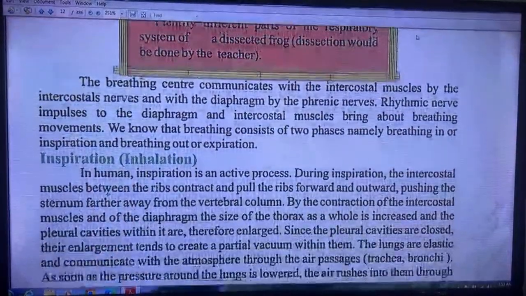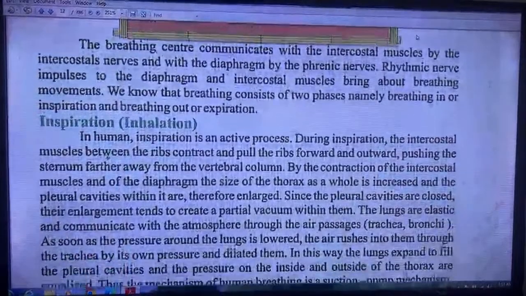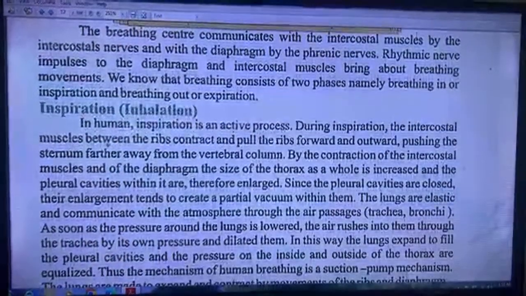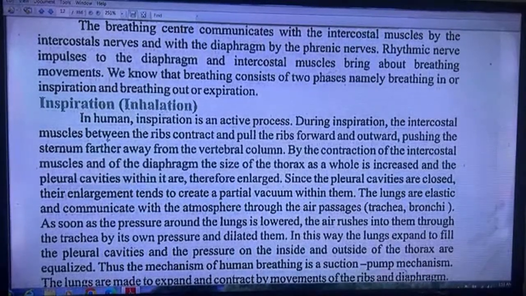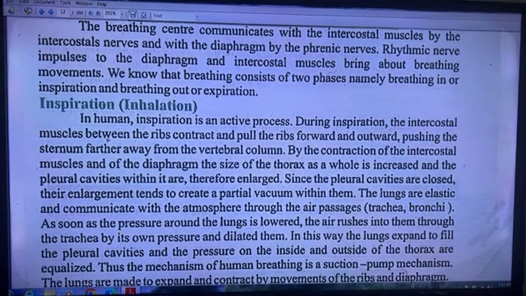The breathing center communicates with the intercostal muscles by the intercostal nerves and the diaphragm by the phrenic nerves. Rhythmic nerve impulses to the diaphragm and intercostal muscles bring about breathing movements. We know that breathing consists of two phases, namely breathing in or inspiration and breathing out or expiration.